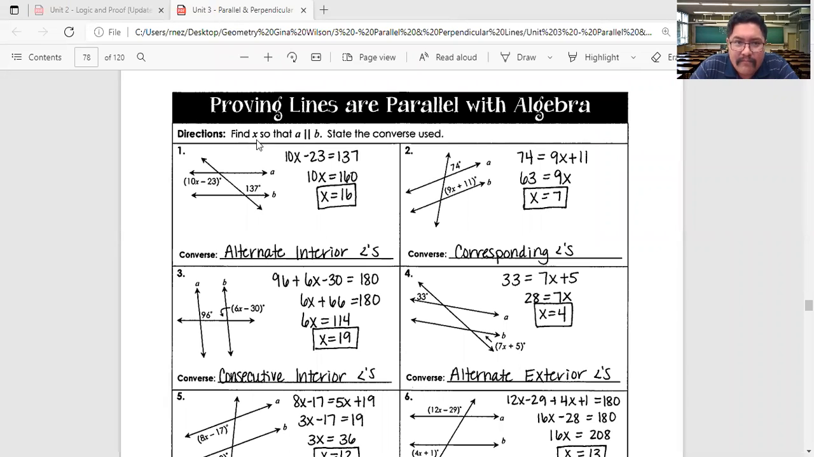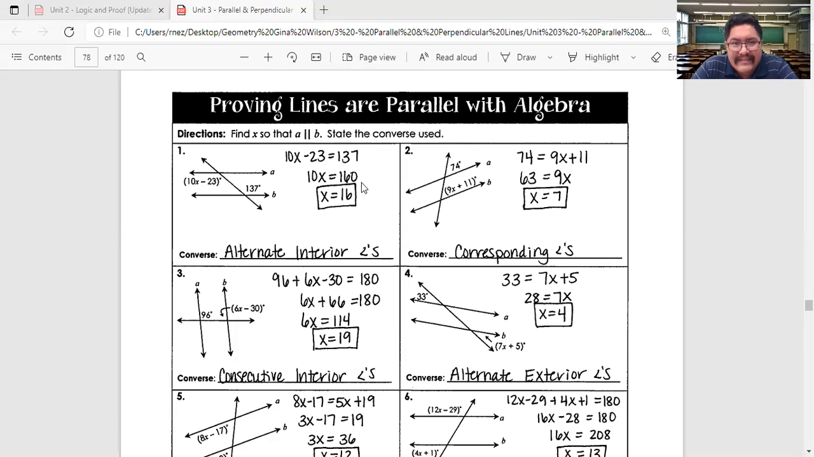So find x so that a and b will be parallel. State the converse used. Okay, so let's see, we have 10x minus 23 and 137. So what kind of angles are these? Well, they're alternate interior. They're both on the inside and they're both on separate sides of the transversal. So we know in that case, using that chart we used earlier, that they would be congruent. So if they're congruent, we can set them equal to each other. So 10x minus 23 equals 137.